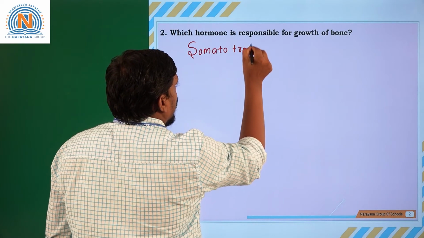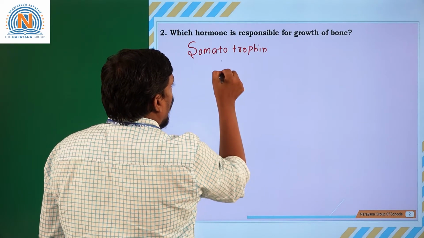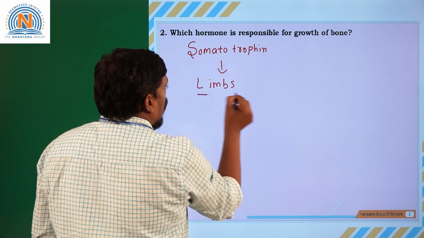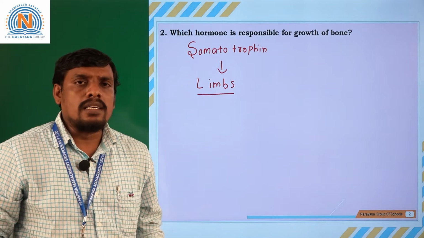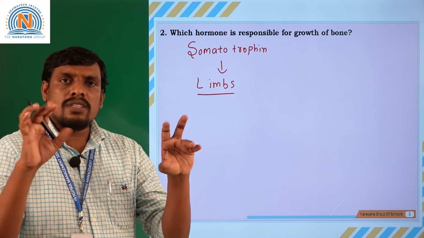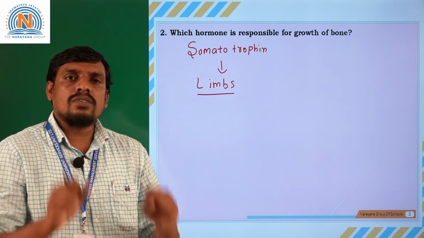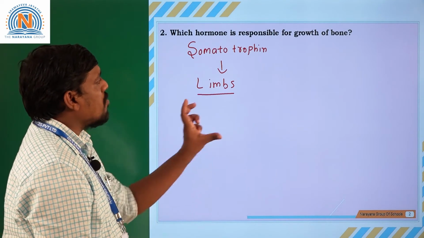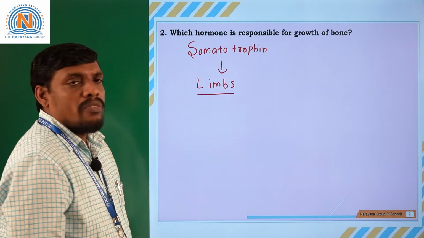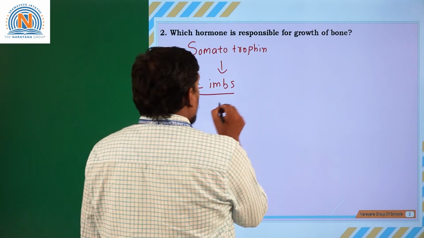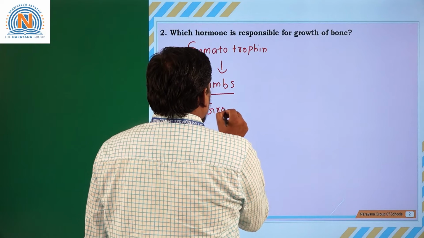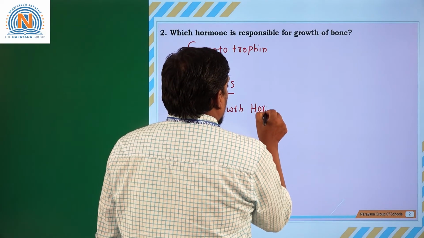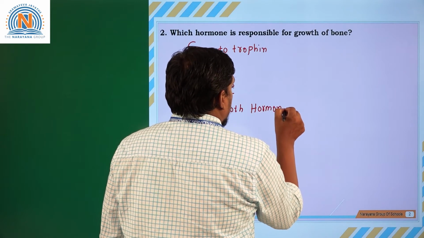which plays an important role in the growth of our limbs. What are limbs? Limbs are nothing but the forelimbs and the hind limbs. Hands are called forelimbs. Legs are considered hind limbs. These are grown with the help of a hormone, namely somatotrophin or growth hormone. So this growth hormone helps in the development of our forelimbs and hind limbs.